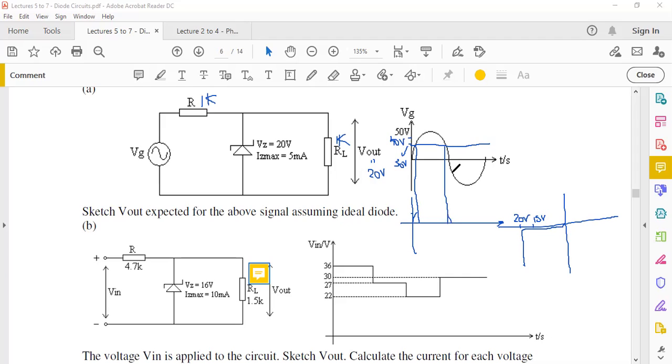Now, important: when you try to go in the negative half cycle, as we'll explain, it's going to be in the forward mode now, and the V out will be simply 0. So this is going to be 0 when it is in the negative half cycle. Okay, so this corresponds to the negative half cycle.